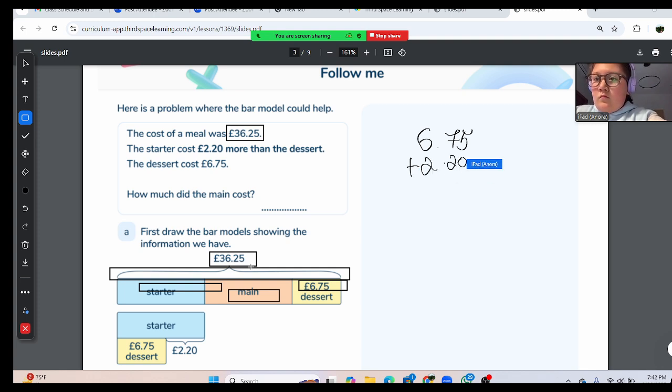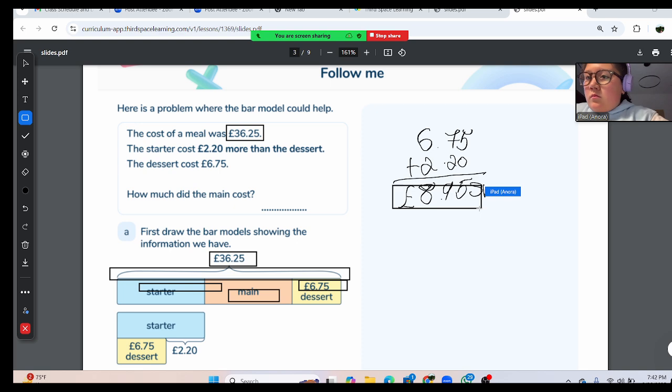Okay, so you are doing this. Yeah, very good. Perfect. So this is the cost of this thing. Good. Starter. Yeah. But in the question it is asking to find the cost of the main meal.